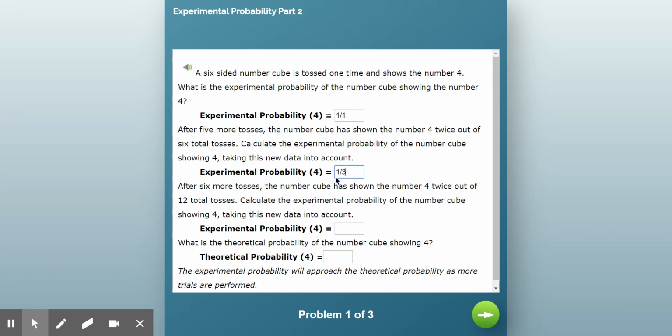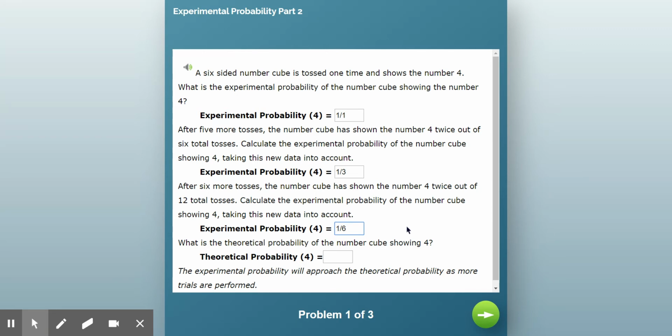Now, I continue the same experiment another 6 more times. Now the number cube has shown the number 4 twice out of 12. So 4 has shown up 2 times out of 12 trials, and 2 out of 12 can be simplified to 1 out of 6. Now, if you notice, I did it once, that probability of it happening was very high. Then I did it again, still pretty good odds, 1 out of 3. And then I did it more and more, and I've got 1 out of 6.